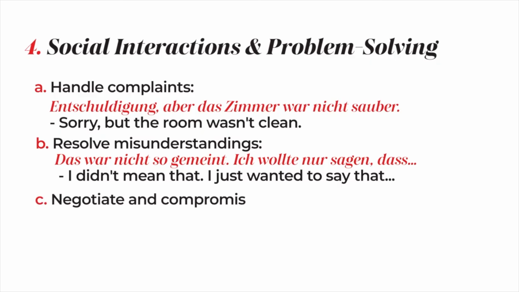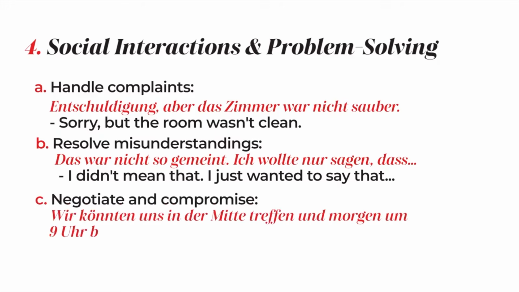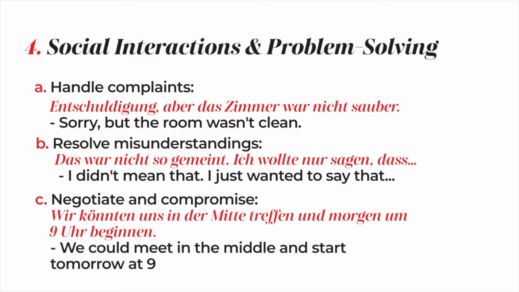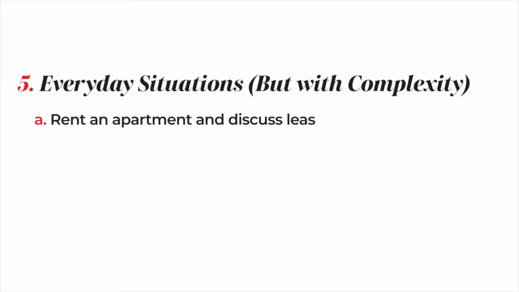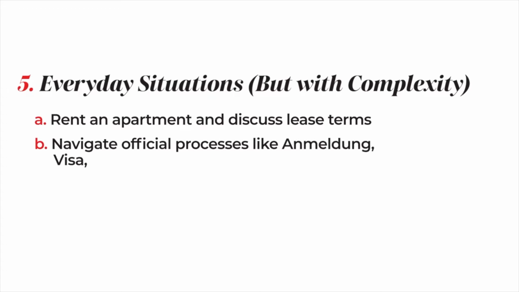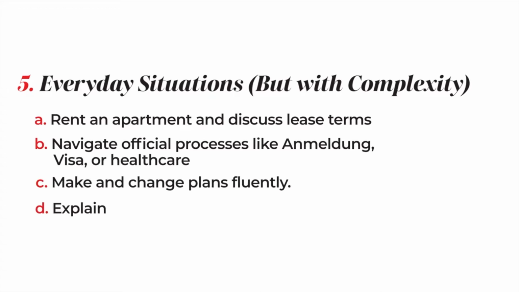Negotiate and compromise. Wir könnten uns in der Mitte treffen und morgen um 9 Uhr beginnen. We could meet in the middle and start tomorrow at 9 a.m. Everyday situations, but with complexity. Rent an apartment and discuss leasing terms. Navigate official processes like Anmeldung, visa, or healthcare. Make and change plans fluently. Explain complex travel arrangements or logistics.